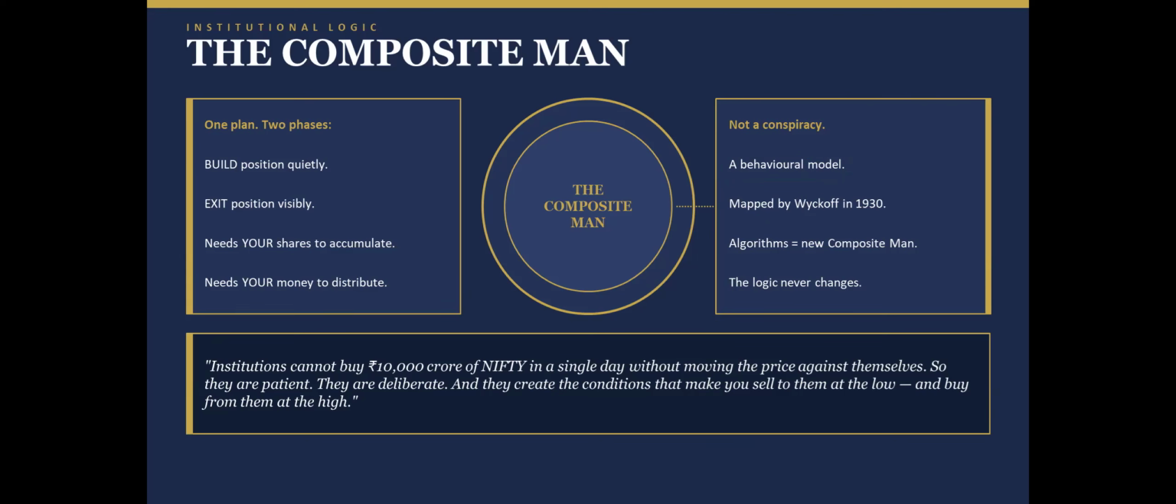Okay, so this was mapped by Wyckoff in the 1930s, and nowadays the composite man is an algorithm. So there are different algorithms running, and these algorithms can create schematics on a 1 minute time frame, 3 minute, 5 minute, 15 minute, 75 minute, or even daily and weekly charts. That depends on how much liquidity there is in that particular asset.